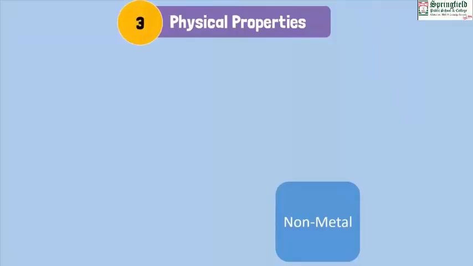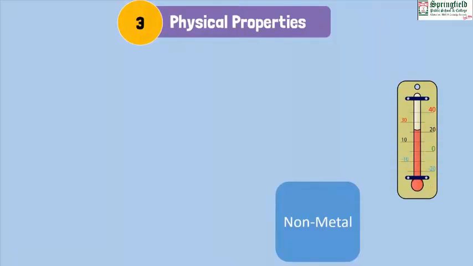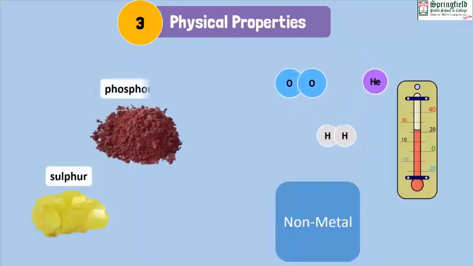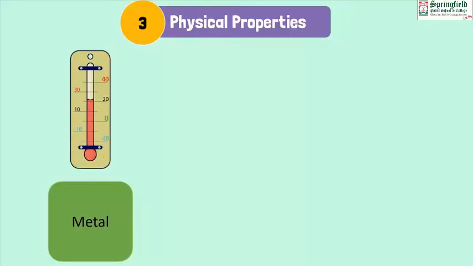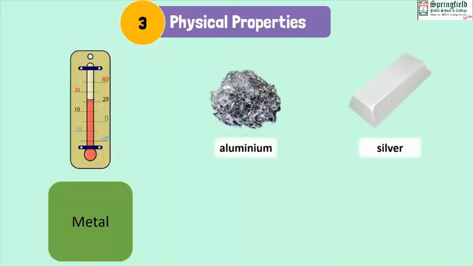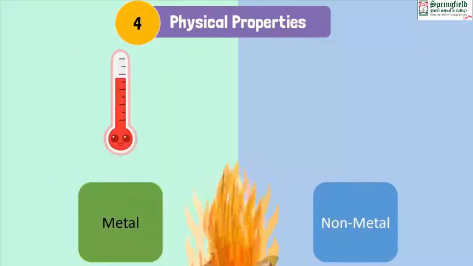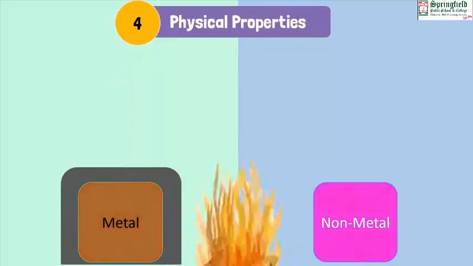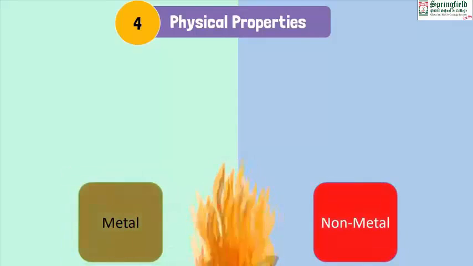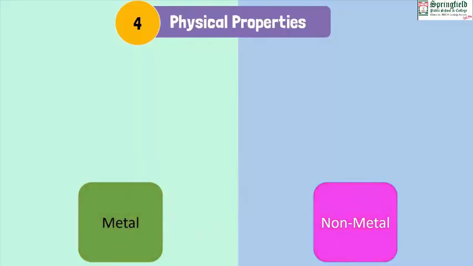Also because most non-metals are gases at room temperature, like helium, hydrogen, and oxygen. Few non-metals are solids, like sulfur, phosphorus, and carbon. Metals, on the other hand, are mostly solids at room temperature. Some common examples are aluminium, silver, gold, and iron. This means they heat up very quickly as well as cool down very quickly when the heat source is blocked or moved away. On the other hand, non-metals take time to heat up and to cool down.